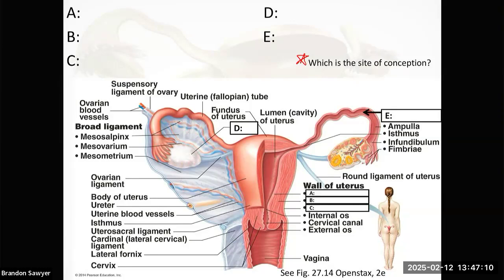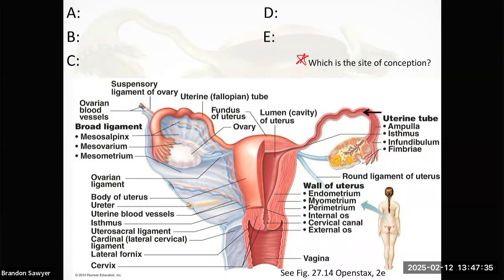Okay, so A is that most inner layer of the uterus, which is the endometrium. That's where implantation occurs, where the fertilized egg implants. B would be the muscular layer of the uterus, the myometrium, and then C is that external layer, the serous membrane, the parametrium. And then we've got D being the ovaries themselves, and E being the uterine tube or the fallopian tube.